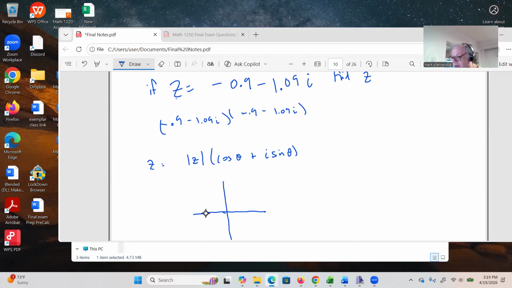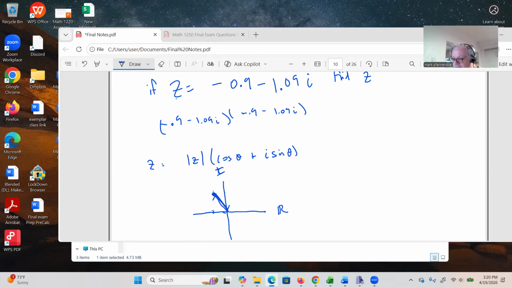We have negative 0.9 minus 1.09i. This is the real line and the imaginary line. We have negative 0.9, which is almost 1, and negative 1.09, which is a little bit more than 1. So we're going to be over here somewhere. We're looking at this point right here, and we need the absolute value.